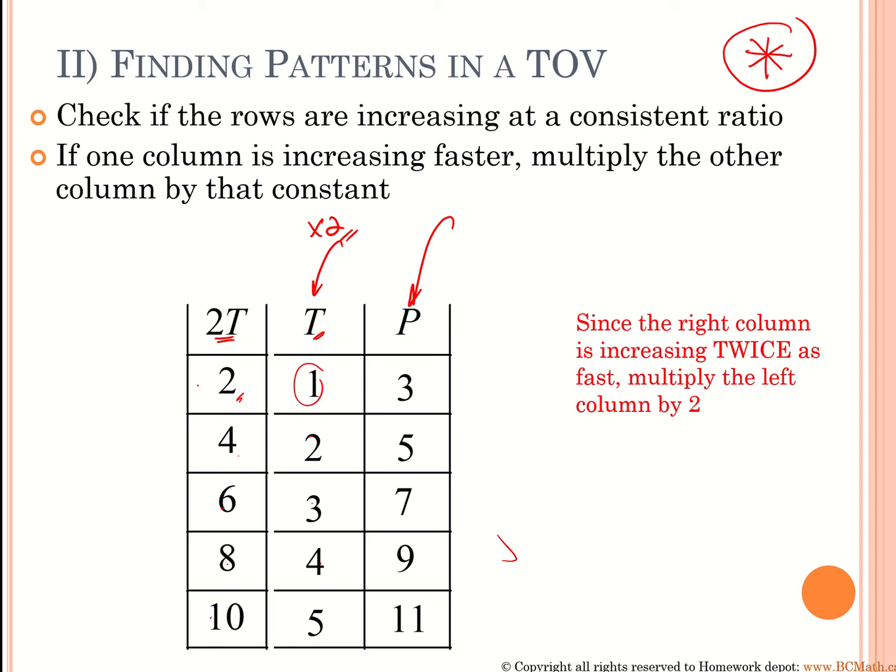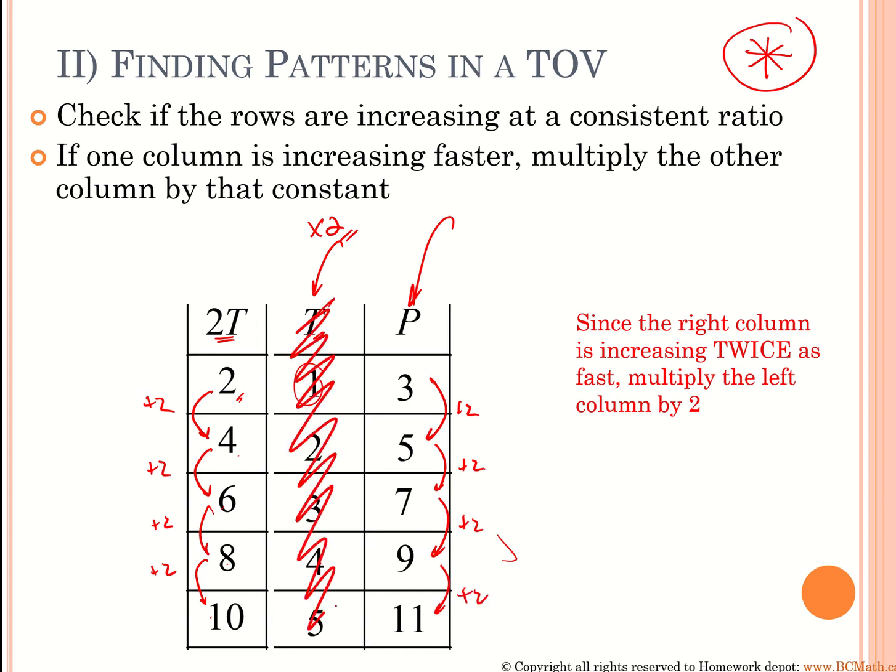So now you compare the rows. From 2 to 4, it goes up by 2. From 4 to 6, it goes up by 2. 6 to 8 also by 2, and 8 to 10 also increases by 2. You see how they're all the same? They're increasing by the same value. That's what you want. So now you can ignore this column. You don't need it anymore. So you know that the ratio between 2T and P is the same ratio.